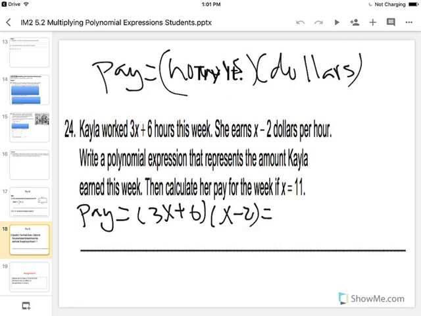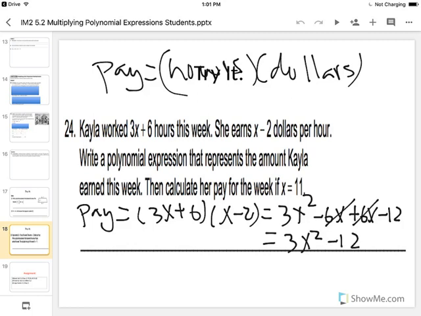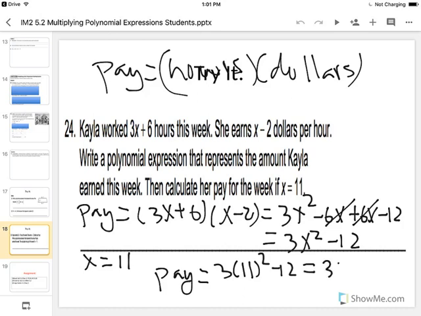So using distributive or FOIL, this gives us 3x squared minus 6x plus 6x minus 12. So the answer would be 3x squared, since the middle terms reduce to 0, minus 12. We see that when x is equal to 11, Kayla's pay will be 3 times 11 squared minus 12. So this is 3 times 121 minus 12, which is $351.